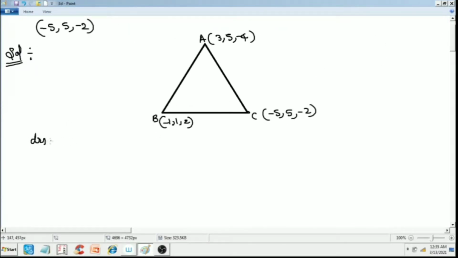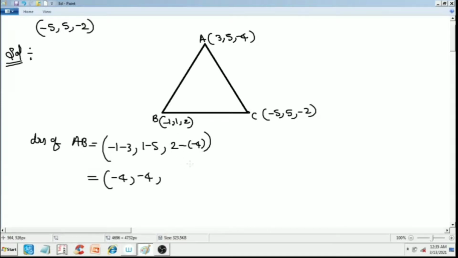DRs of AB is x2 minus x1: minus 1 minus 3, comma y2 minus y1: 1 minus 5, comma z2 minus z1: 2 minus of minus 4. These are the DRs. Minus 1 minus 3 is minus 4, comma, this is minus 4, comma, this is 2 plus 4 is 6. So this is the DRs of AB.